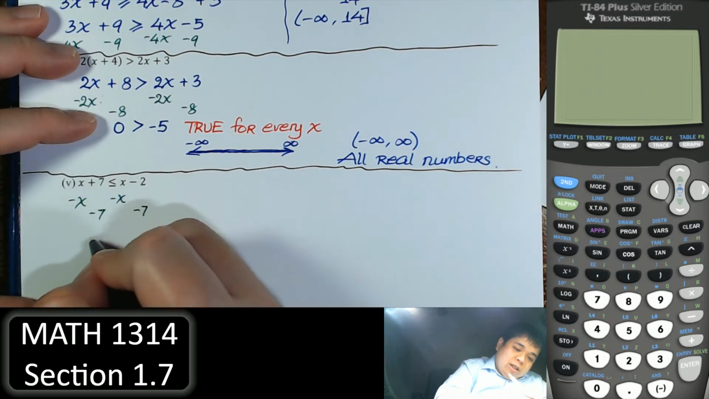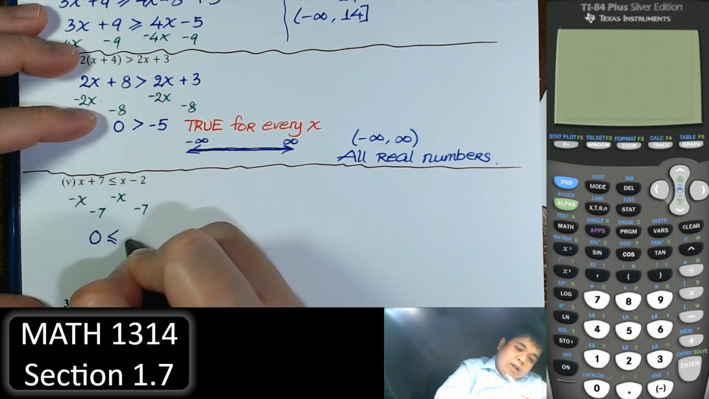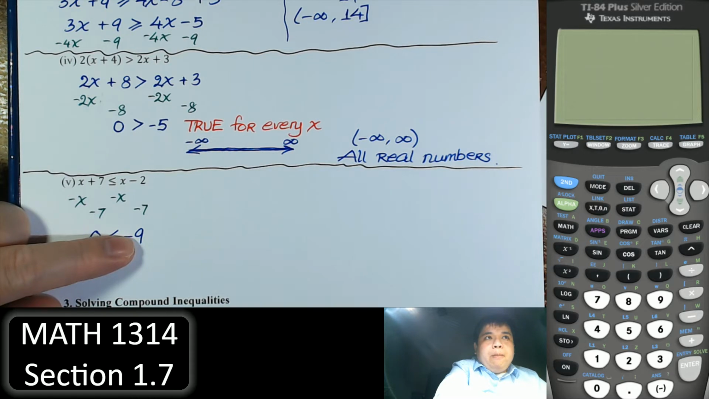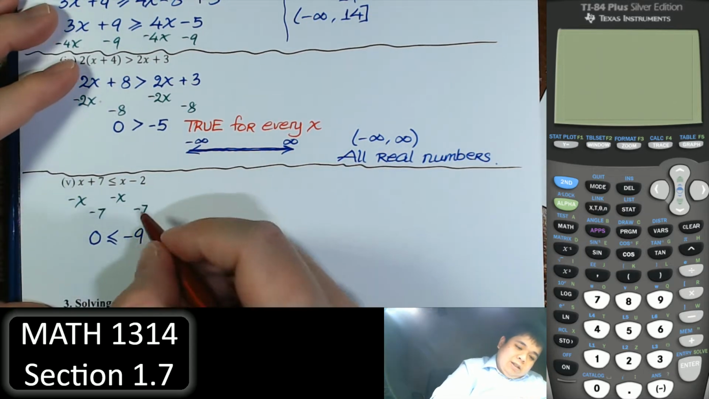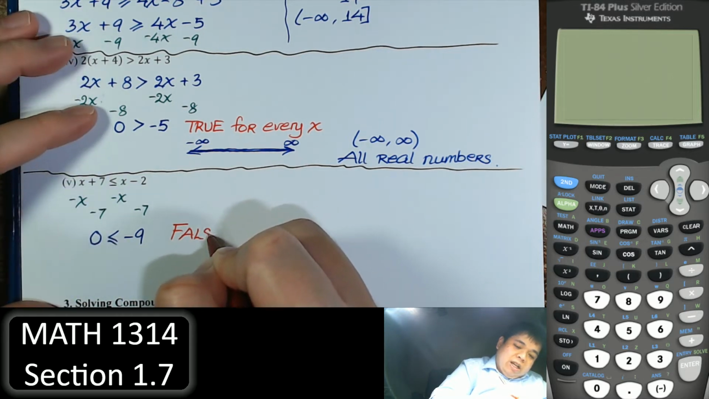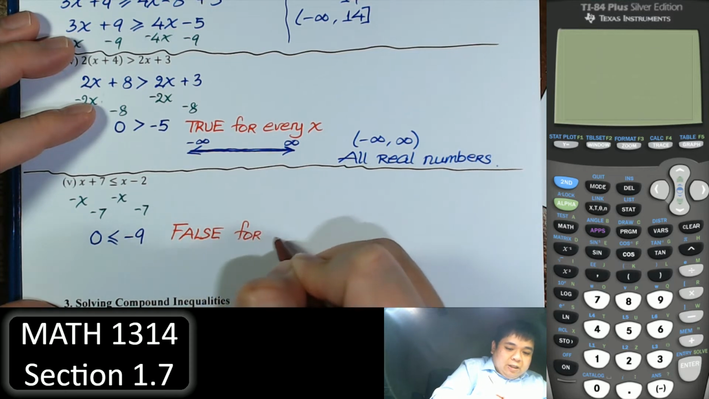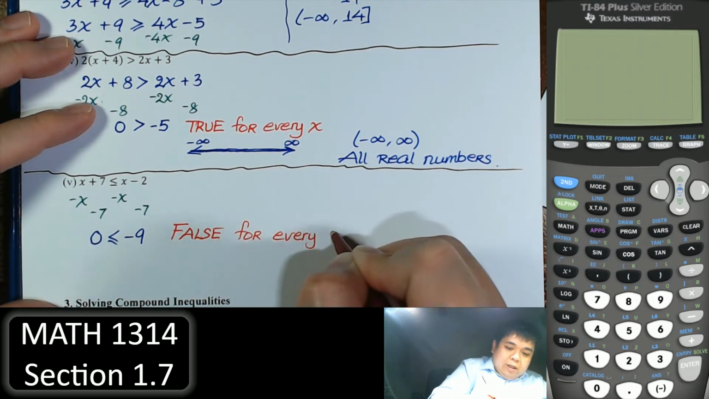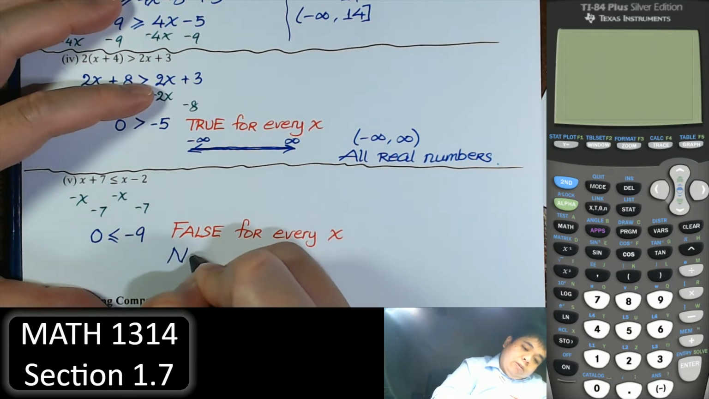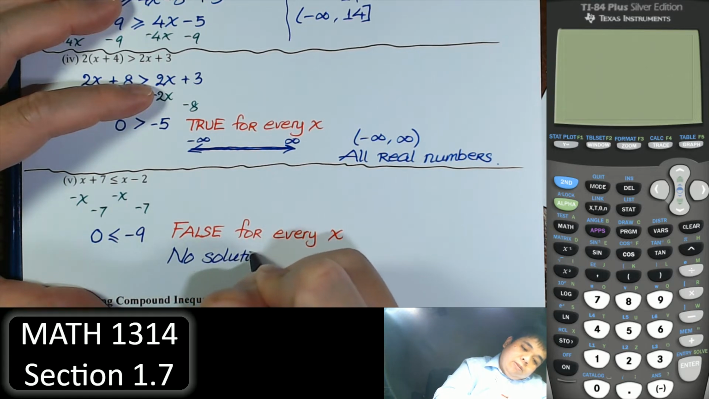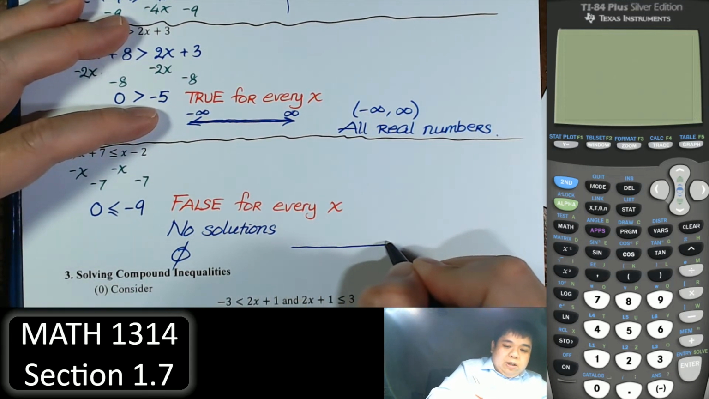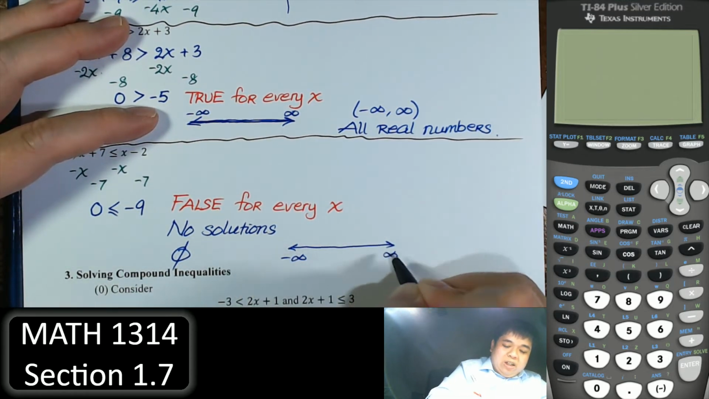So that cancels, we have 0 less than or equal to negative 9. Now 0 less than negative 9, this one is false. 0 is greater than negative 9. When it's less than, it's false for every x, because it doesn't matter what x is, it will never work. So we have no solution. We use an empty set or just a line where we do not say anything on it.